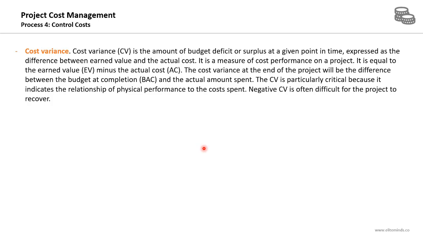cost. The cost variance at the end of the project will be the difference between the budget at completion and the actual amount spent on the project. The cost variance is particularly critical because it indicates the relationship of physical performance to the costs spent. Negative cost variance is often difficult for the project to recover. A negative cost variance means that your project is spending higher than the planned budget.